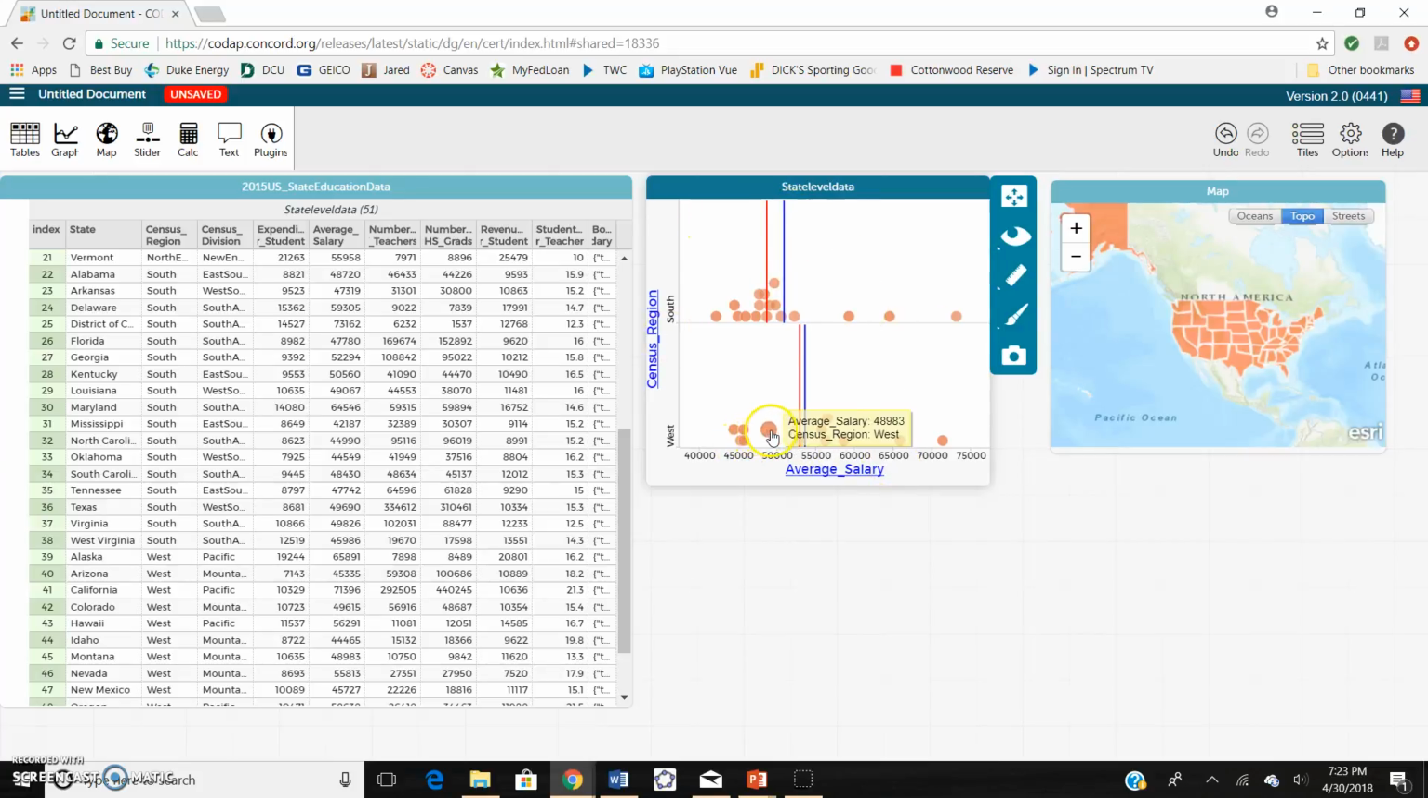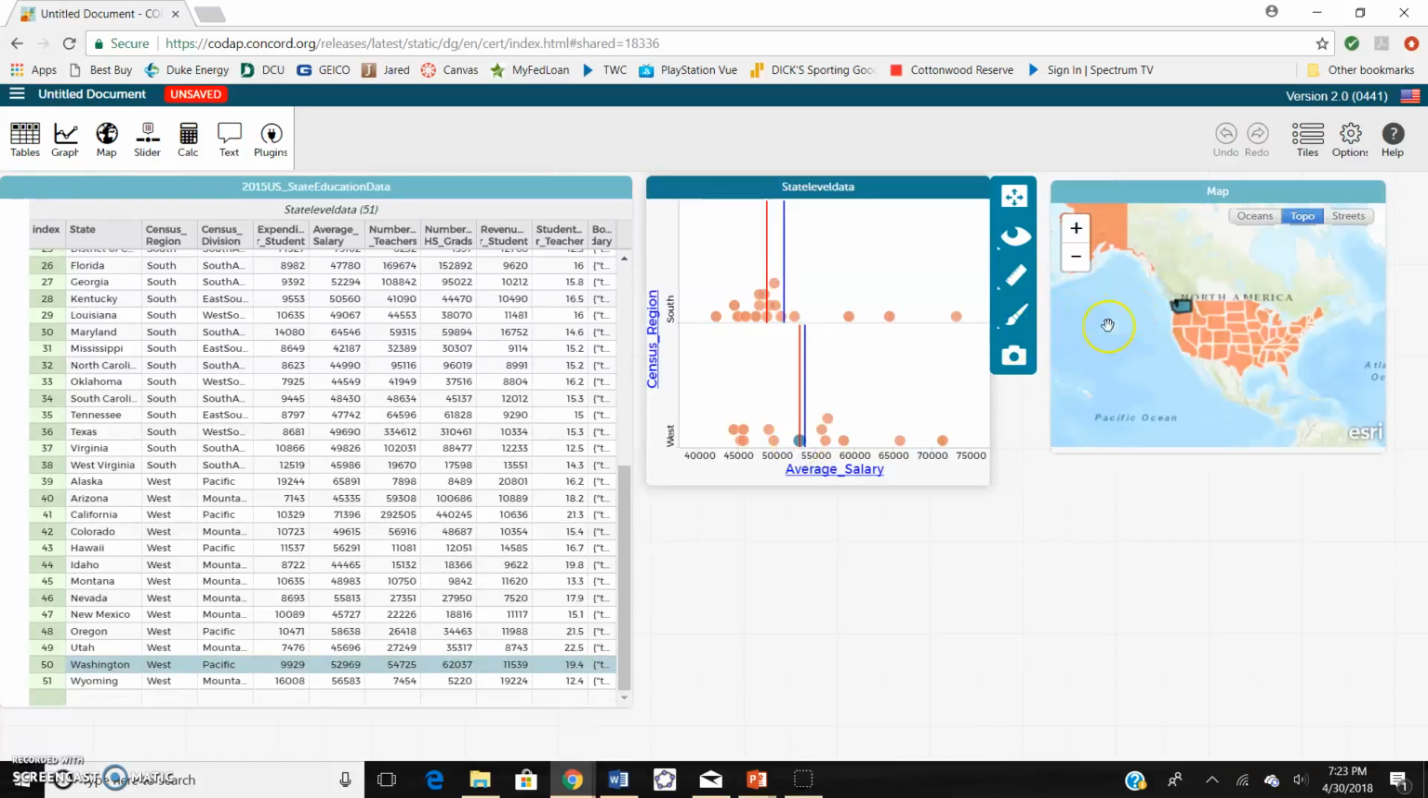And we can look at some very specific states. So this one, which is right on the median, this state is Washington. And their average salary is $52,969. Which I can also see if I scroll over here, and Washington is located right up here. But if you're deciding where you want to teach, you should factor in more than just average salary.